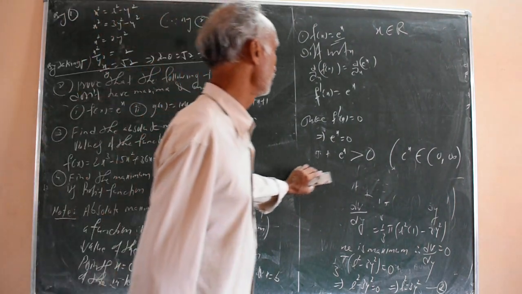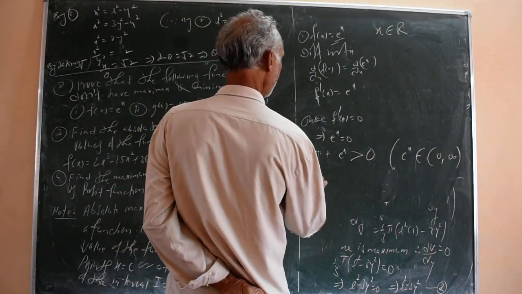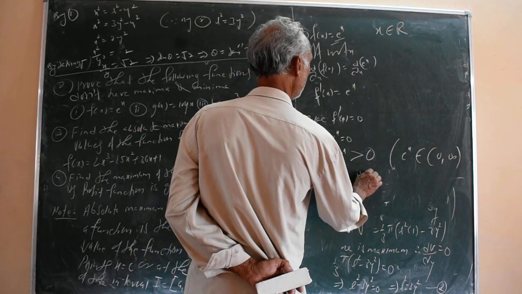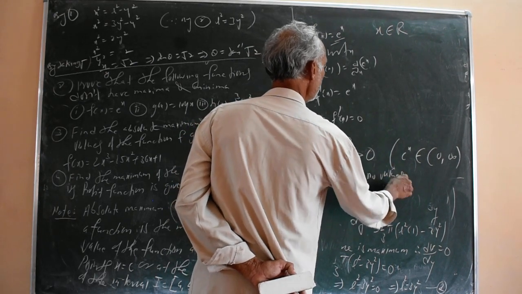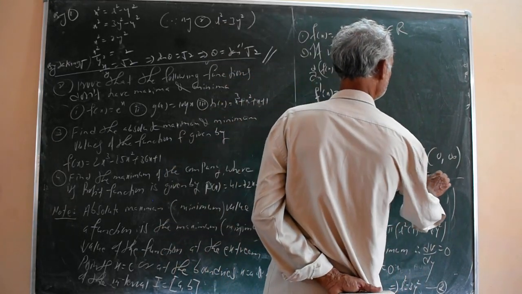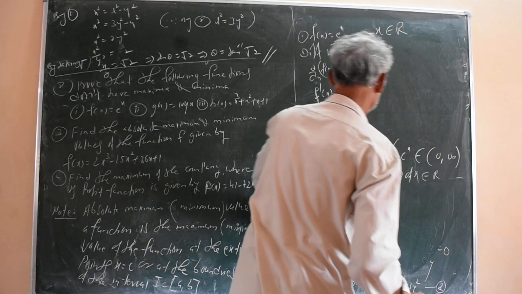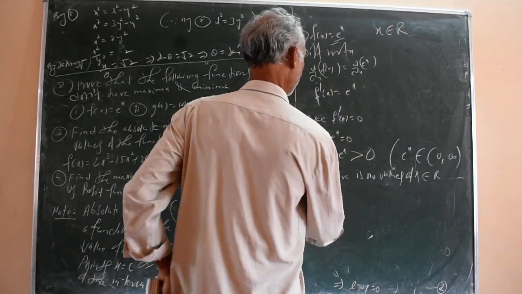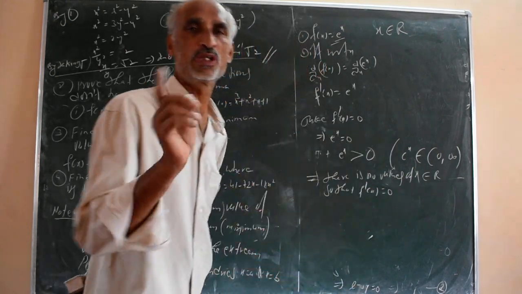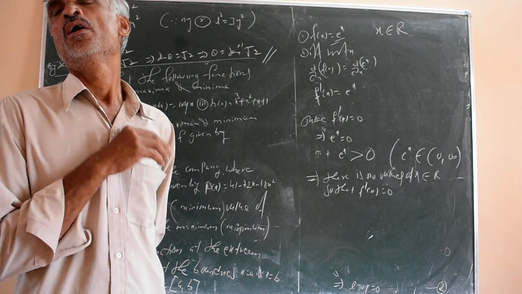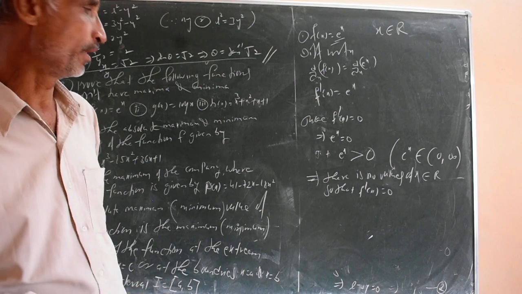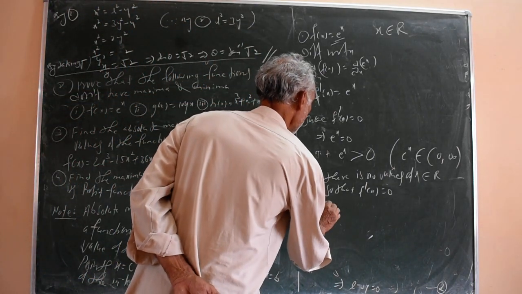Therefore, it implies there are no values of x belonging to R such that f dash of x is 0. There are no x values for which f dash of x is 0. It means there are no extreme values. No extreme values means the function will not have any maxima and minima.